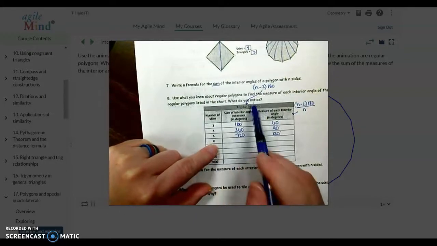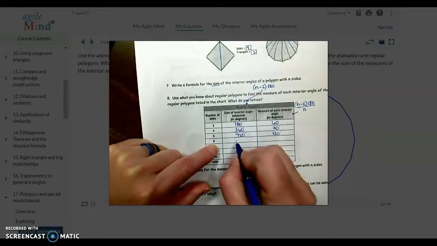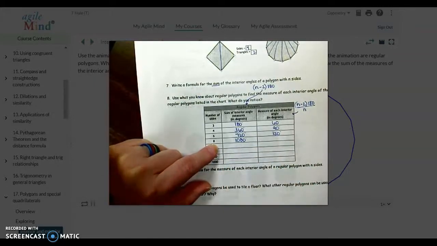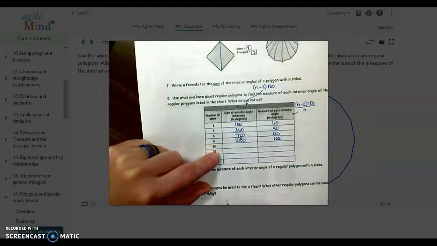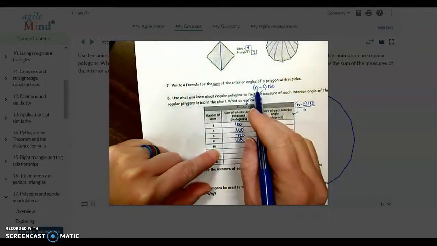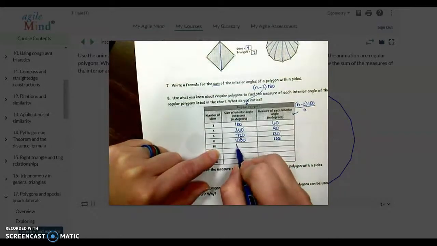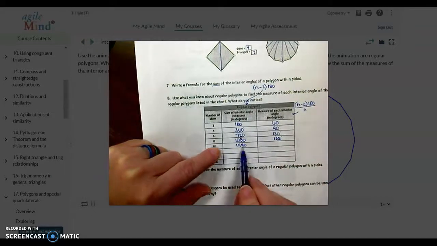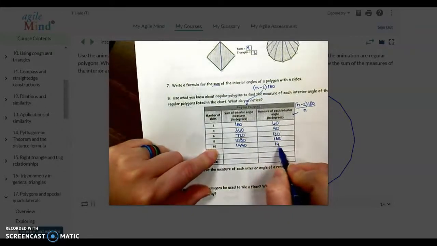With an octagon, 8 sides, 8 minus 2 is 6. 6 times 180 gives us an interior angle sum of 1080 degrees. Then we're going to divide that by the number of sides, and that tells me each angle is 135 degrees. A decagon, put in 10. 10 minus 2 is 8. 8 times 180 is 1,440. And then to find each angle, we would simply take that sum and divide by 10. So each angle would be 144 degrees.